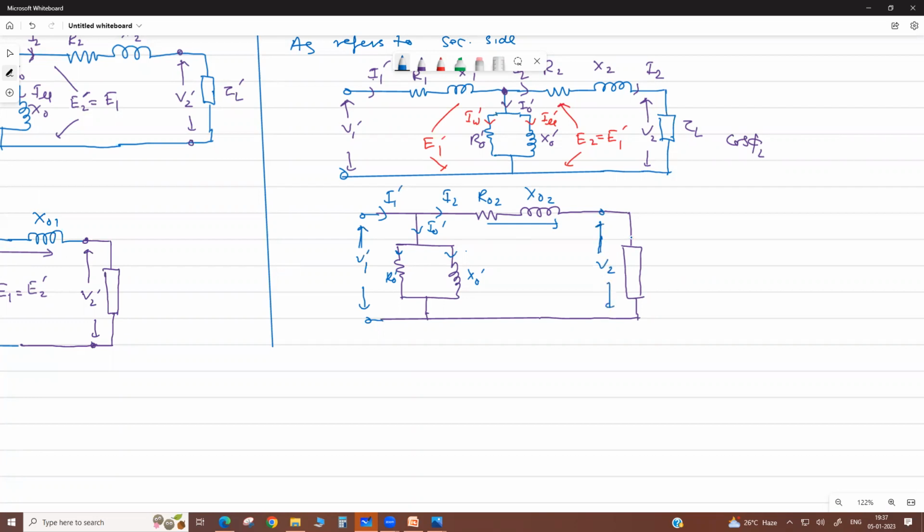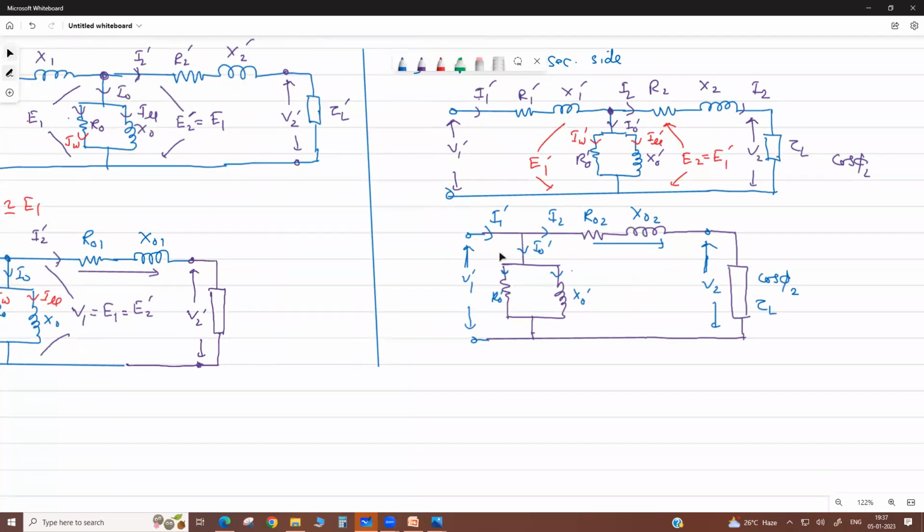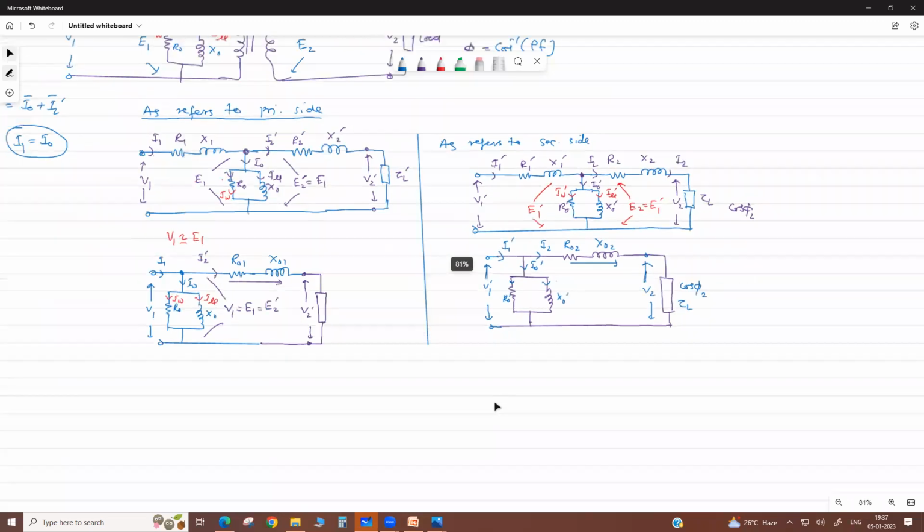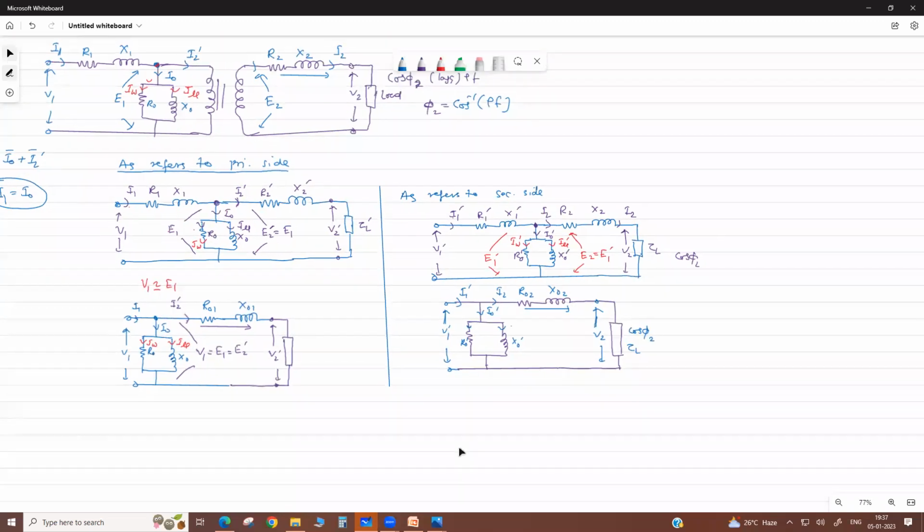Load side. This is cos phi 2, the load power factor, ZL. So this is the equivalent circuit as referred to the primary side and secondary side.